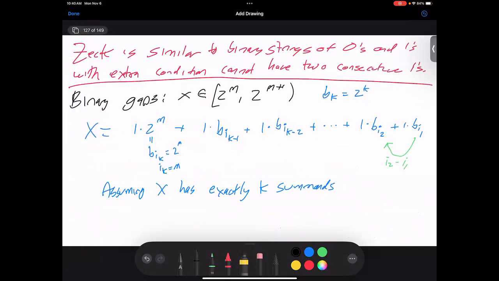Okay, so I'm now just writing X in binary. I just have some summands. I don't know which ones I have. That's why I can't write down the index. I have to use notation. I1 is the first index that we have. It's the smallest. I2 is the second smallest. IK is the largest. I'm assuming X has K summands just so I can write things down. K could be 1, it could be 2, it could be M.